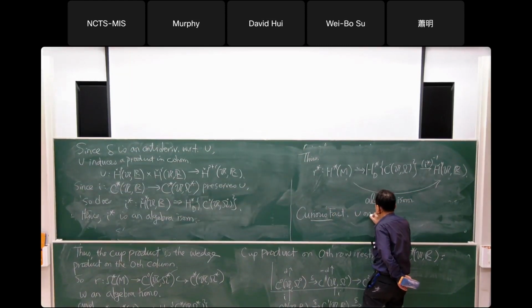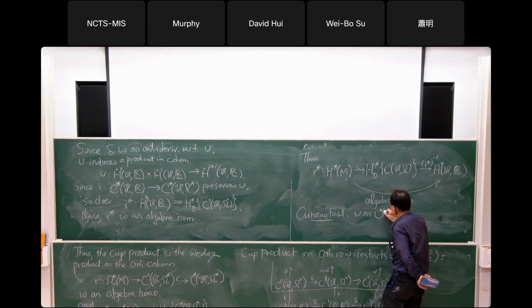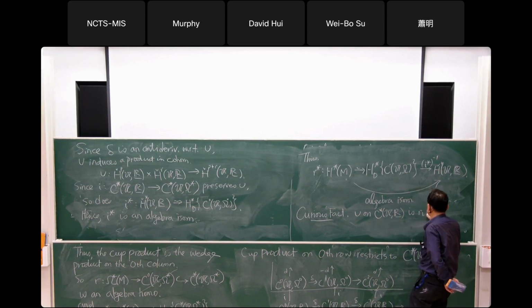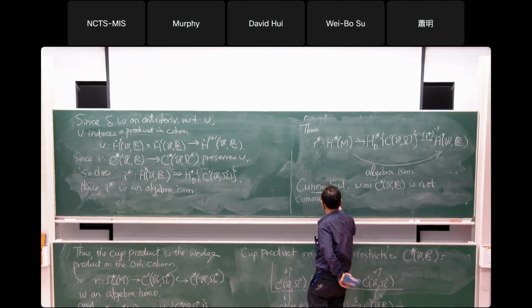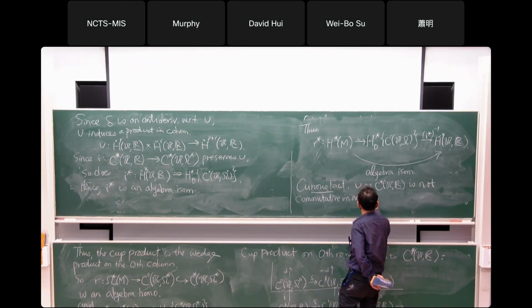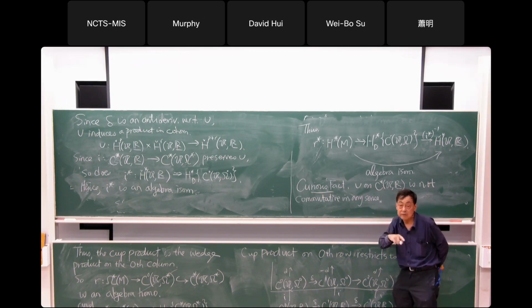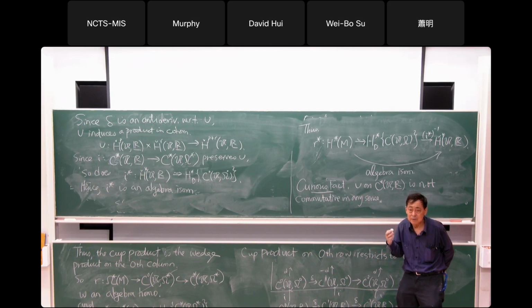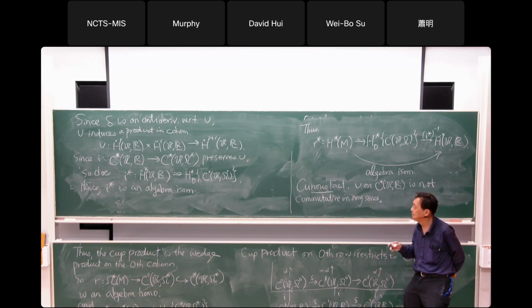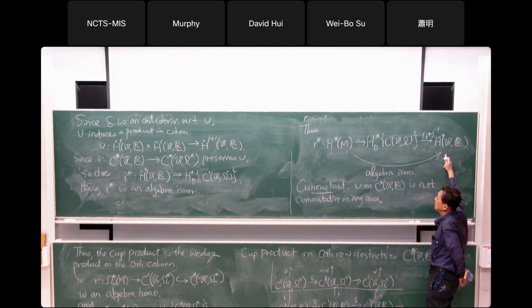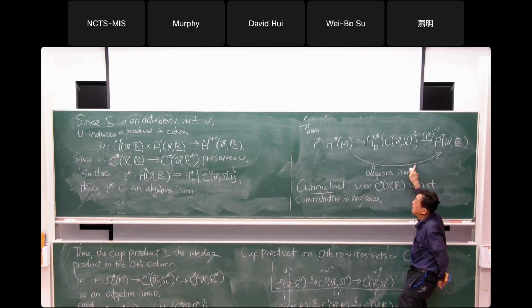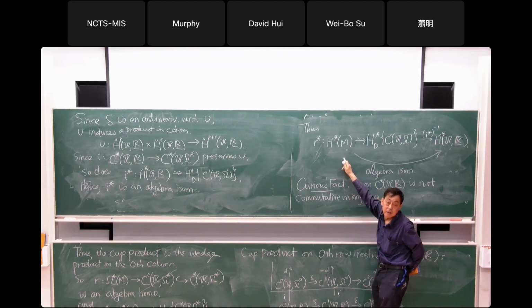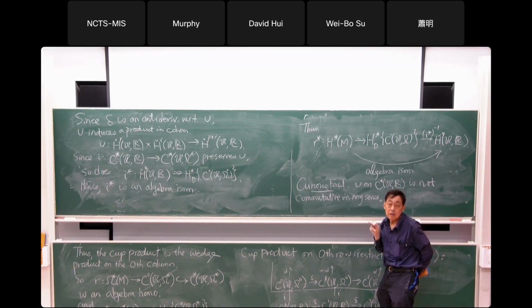So the cup product on the Čech complex is not commutative in any sense. Okay? It's not commutative, it's not anti-commutative, it's not graded commutative, because if you switch them, then they have nothing to do with each other, the two sides. But because this cup product corresponds to the wedge product under this isomorphism, and the wedge product is graded commutative, the cup product is graded commutative on cohomology.